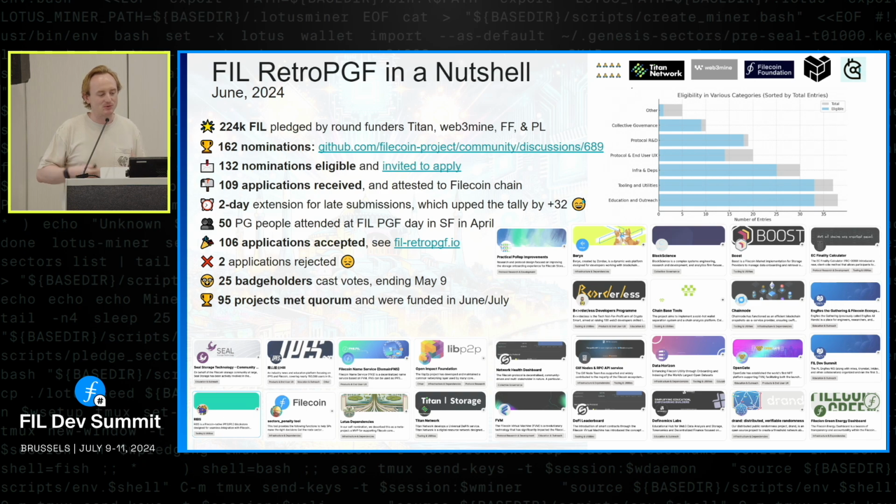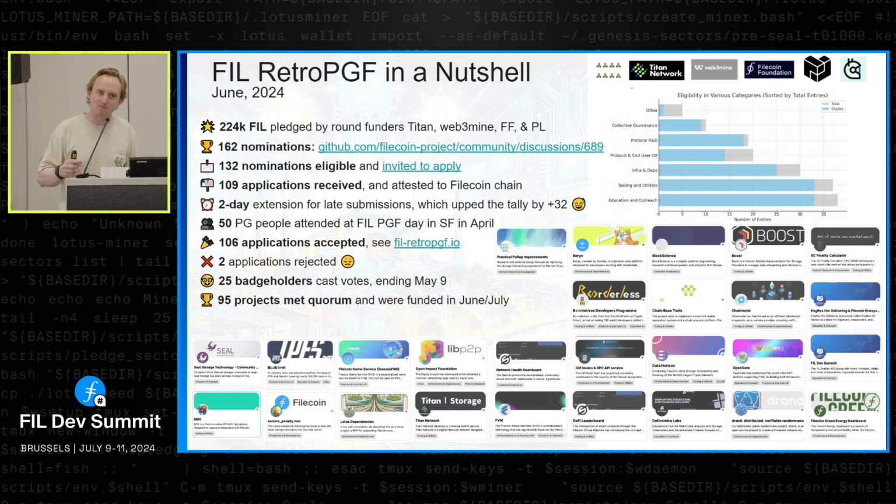106 applications were accepted. 2 were rejected because they didn't actually have nominations. We had 25 badge holders who voted, ending on the 9th of May. And since then, 95 projects met the quorum in terms of having the minimum level of votes. And these 95 projects have been funded throughout June and July.